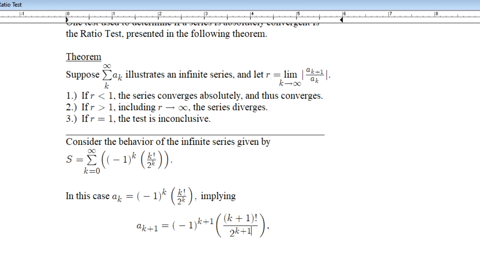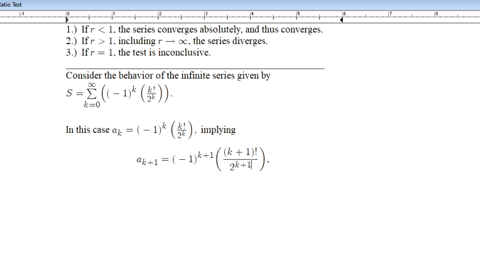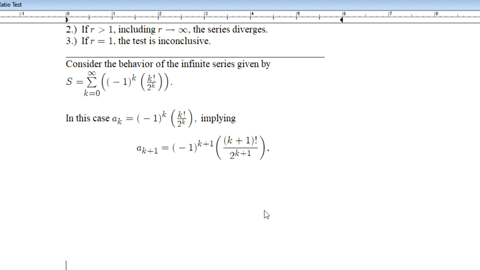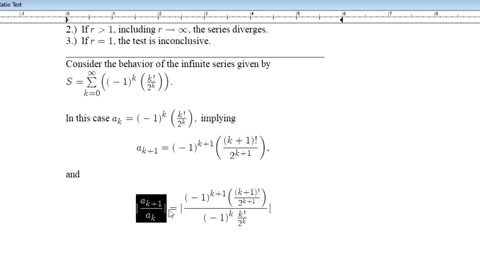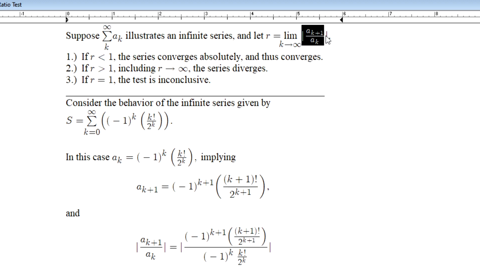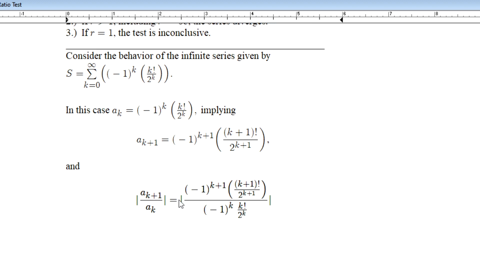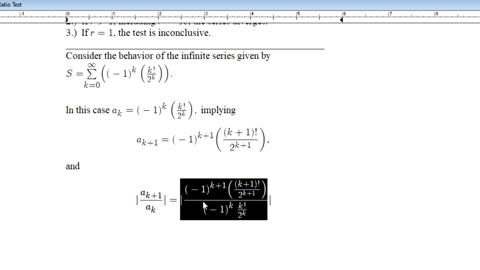All right? And if we think about what would then be the argument of the limit given by the absolute value of a sub k plus 1 over a sub k, the absolute value, what we're going to find as the argument of this limit, right, is going to be given by this complex ratio inside an absolute value, right?